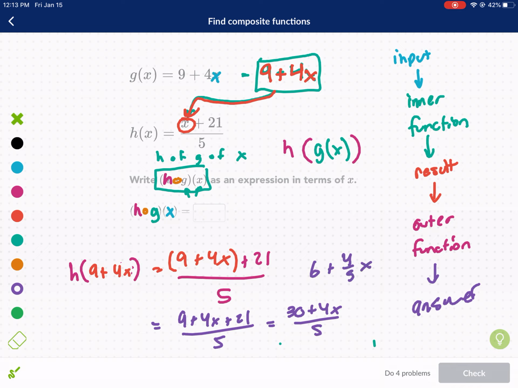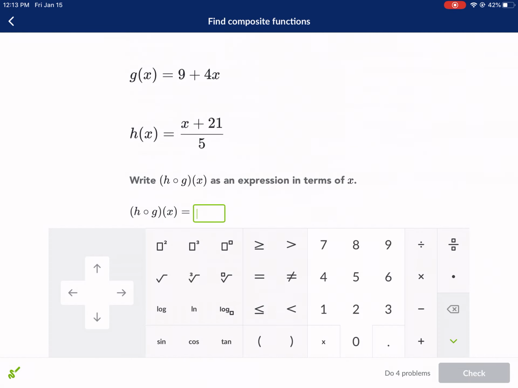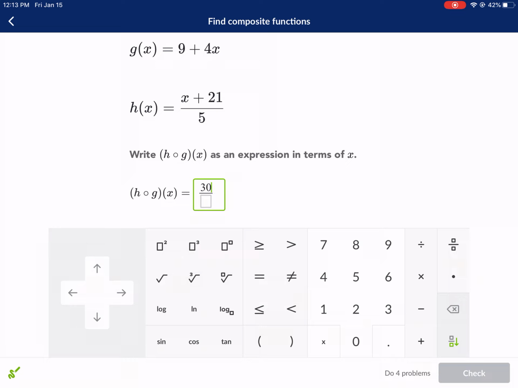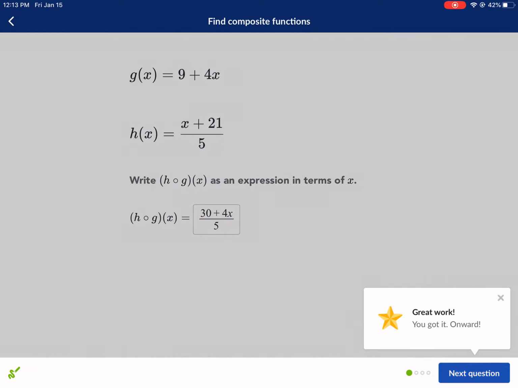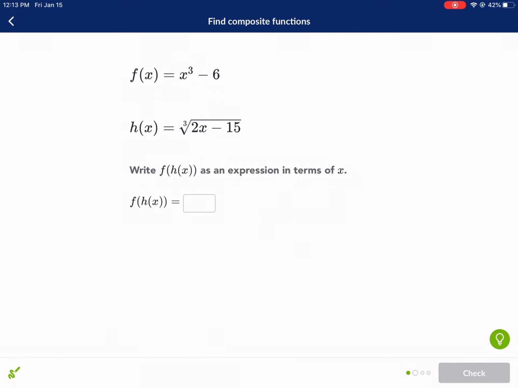I'm going to put 30 plus 4x divided by 5, though, and see what that does. So we do 30 plus 4x, and then we're going to divide that all by 5. Let's see if that takes that as an answer, and it does. All right, great. Now we're moving on.